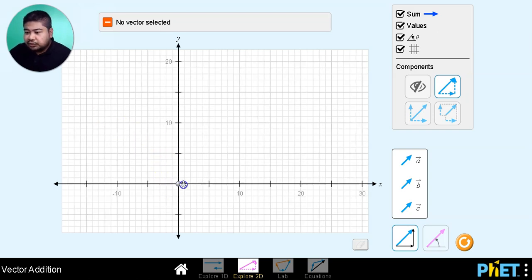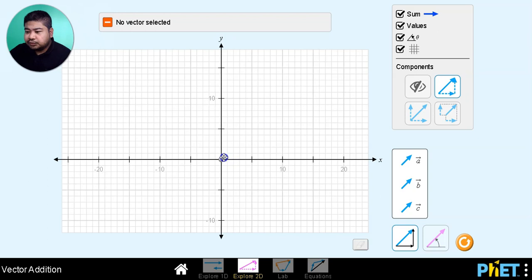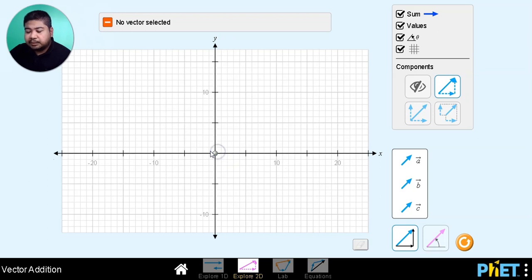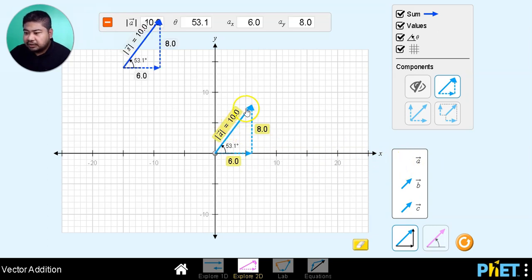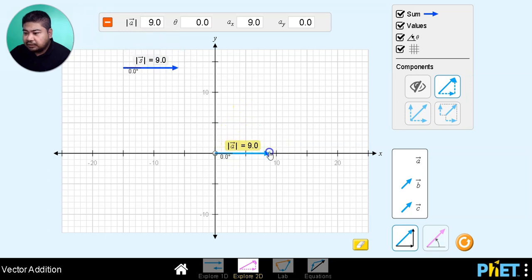So the first thing that you need to have is a Cartesian plane. The Cartesian axes help us to visualize the vector better. So first I'm going to bring the vector up. All right, let's say we have a vector A. I'm going to uncheck this box here first. Okay, so we have a vector A.